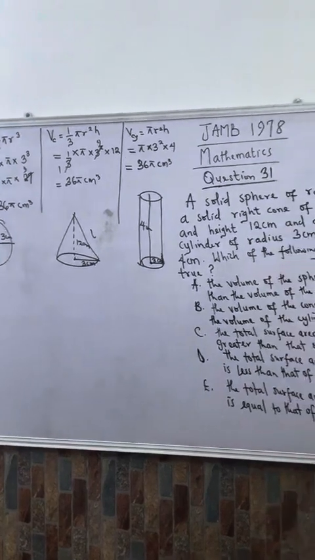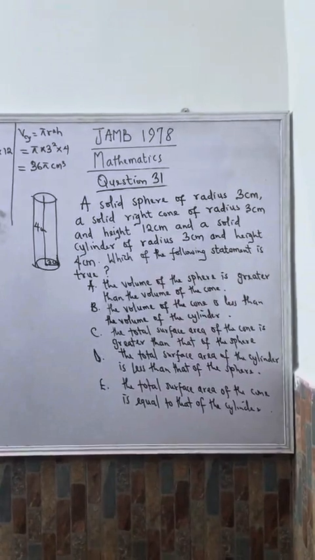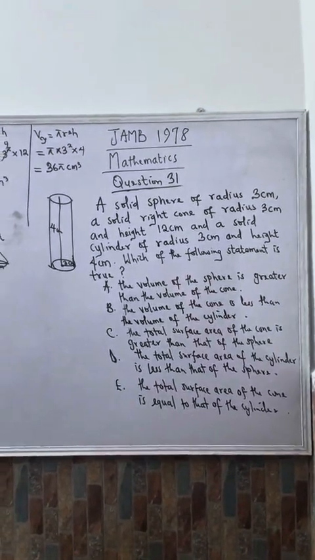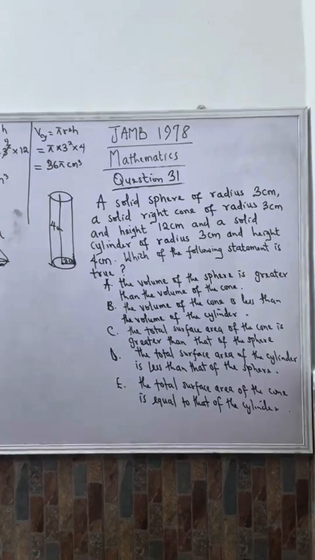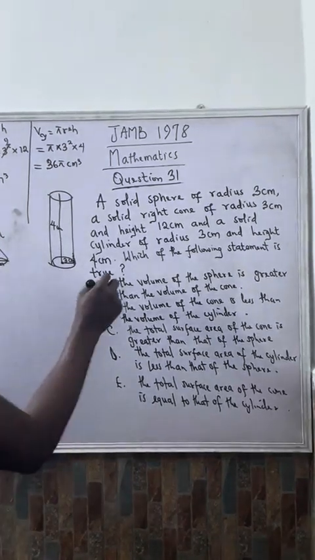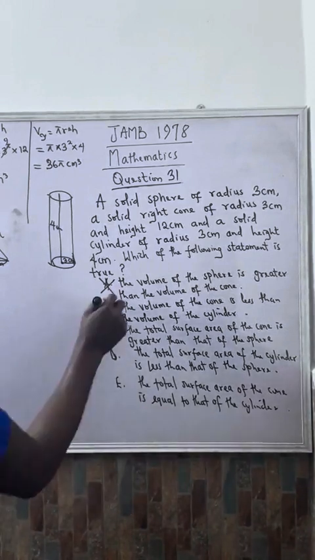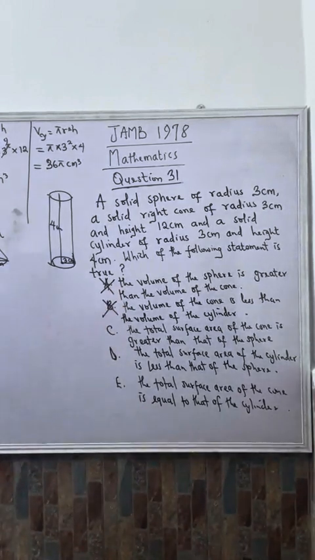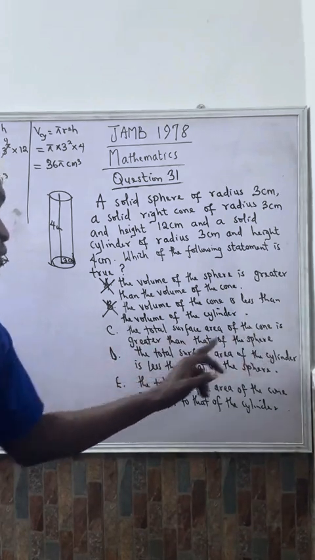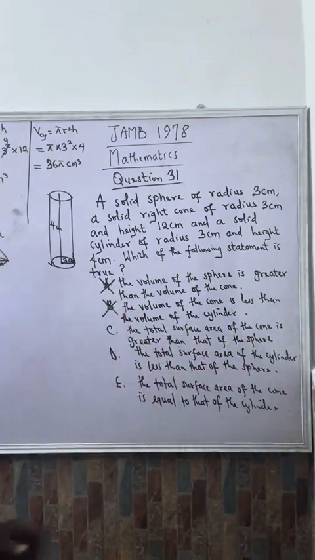Now, let's test. Since both the cone and the sphere have the same volume, option A is not correct. Similarly, option B will also be wrong. So now let's go for option C. They said the total surface area of the cone is greater than that of the sphere.